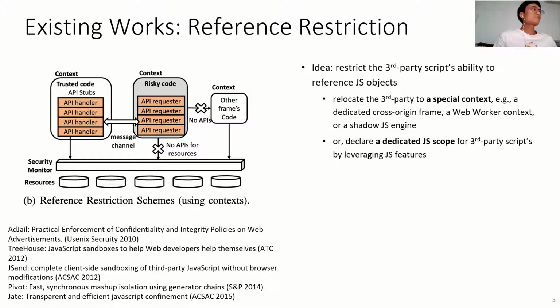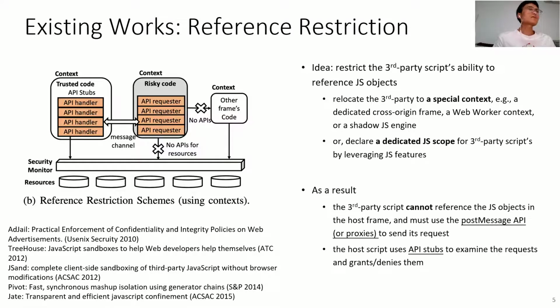The second type of existing work is named reference restriction schemes. Their basic idea is to restrict the third-party script's ability to reference JavaScript objects by using a special context or dedicated JavaScript scope. As a result, the third-party script cannot reference the JavaScript objects in the host and must use some postMessage API or proxies to send its requests. Then the host script can use the API stubs to examine the request and make access control decisions.